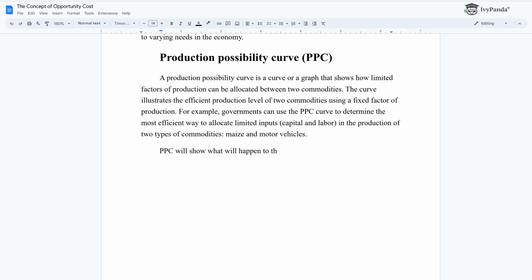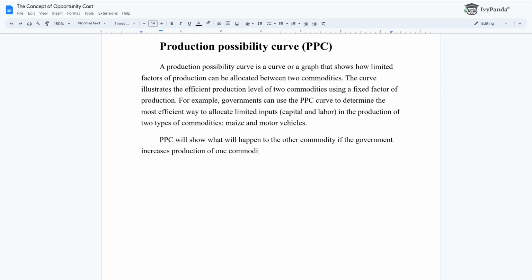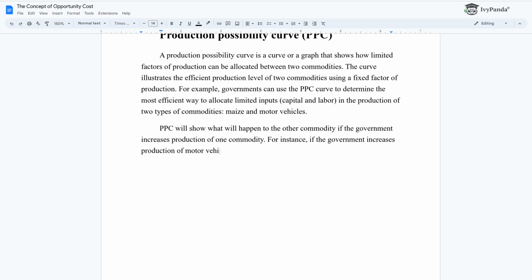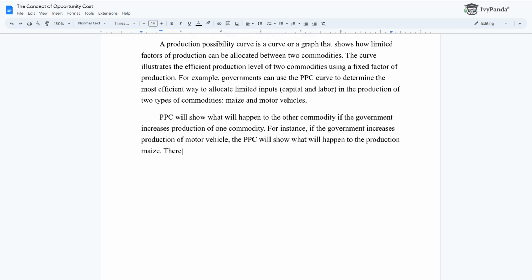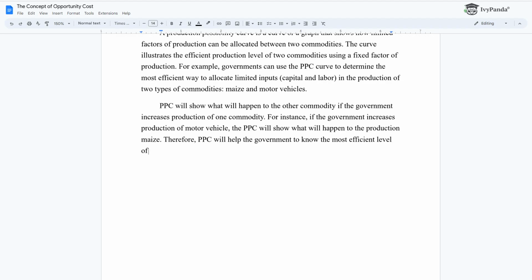PPC will show what will happen to the other commodity if the government increases production of one commodity. For instance, if the government increases production of motor vehicles, the PPC will show what will happen to the production of maize. Therefore, PPC will help the government to know the most efficient level of production.